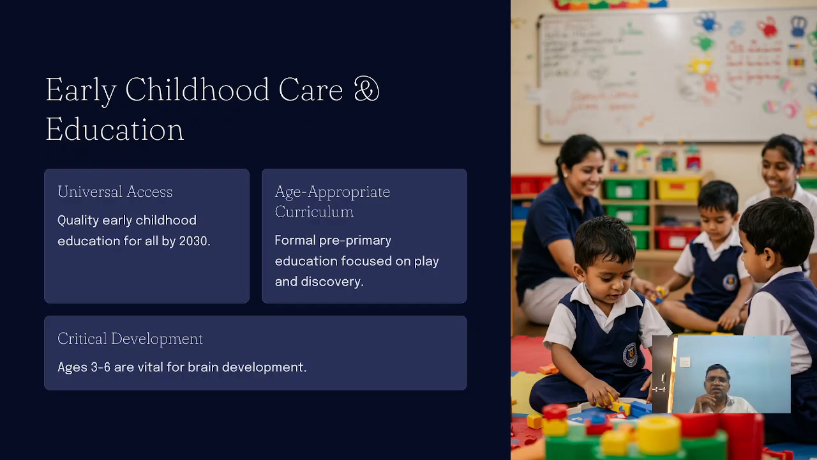So as we are seeing here, universal access, quality early childhood education for all by 2030. The aim is that everybody has to get education at an early age by 2030, with an age appropriate curriculum. So there is a formal pre-primary education focused on play and discovery method. Then critical development, ages 3 to 6 years are vital for brain development.